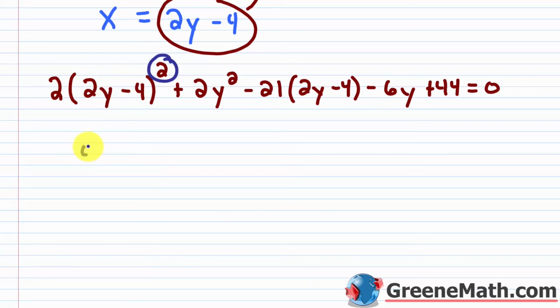2y squared is 4y squared. Then you have minus 2 times this guy times this guy. So 2 times 2 is 4, 4 times 4 is 16, then times y is 16y, okay? And then you'd have the last guy, the 4 squared, so plus 16.